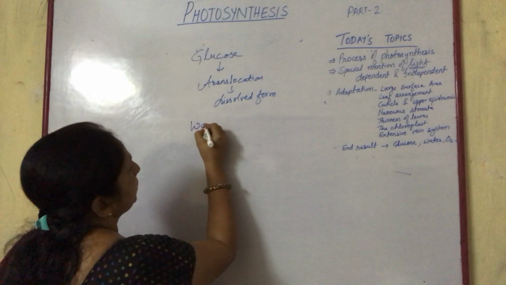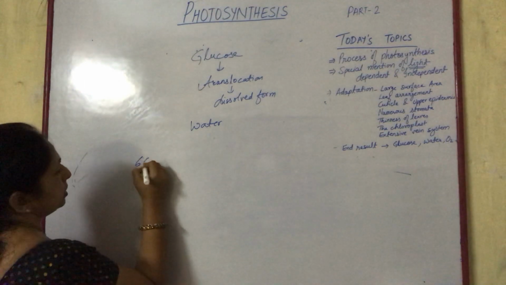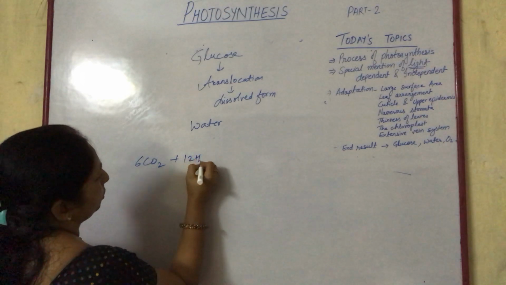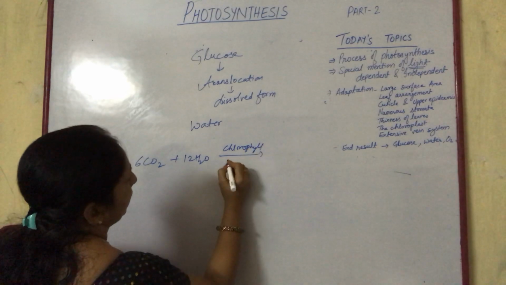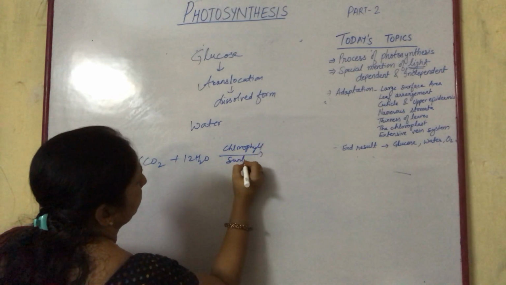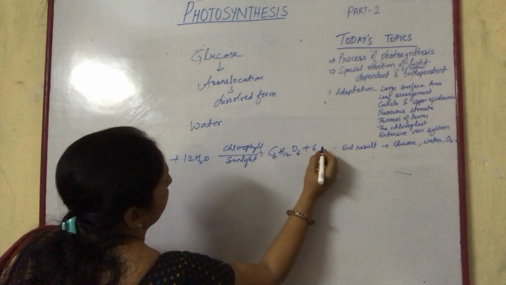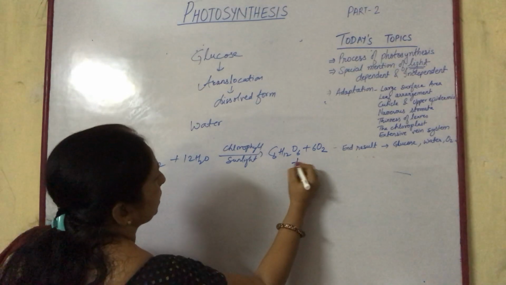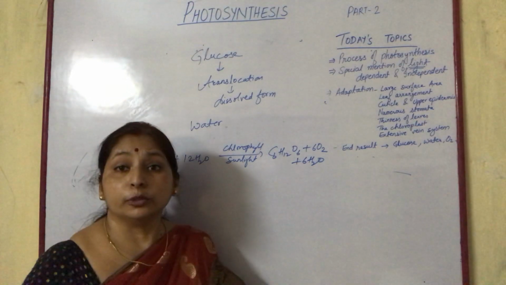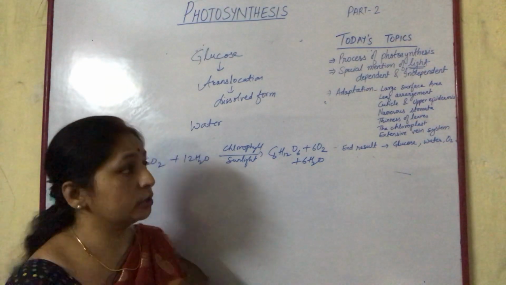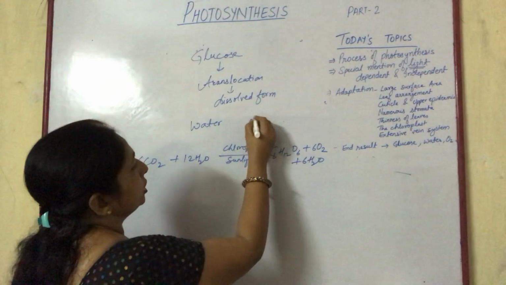Then water, the excess of water which is released out, as in the process 6CO2 plus 12H2O with the help of chlorophyll and sunlight as a catalyst, forms C6H12O6 plus 6O2 as the byproduct and 6H2O also. This H2O, the excess of water, may be utilized again during the process of photosynthesis, in continuation with the process of photosynthesis. Then last is the oxygen.